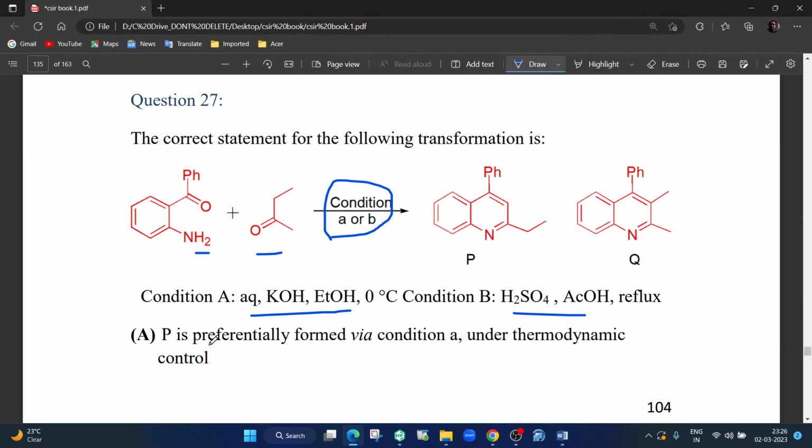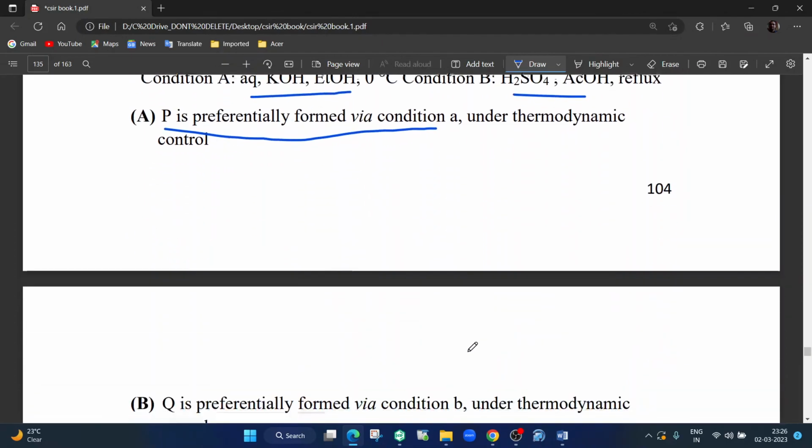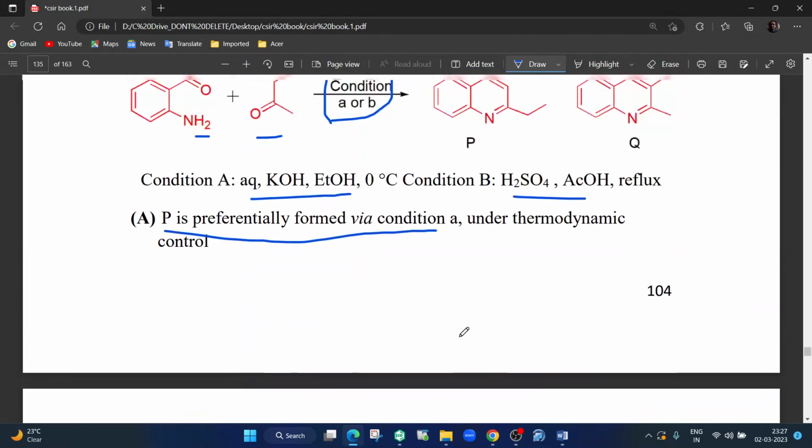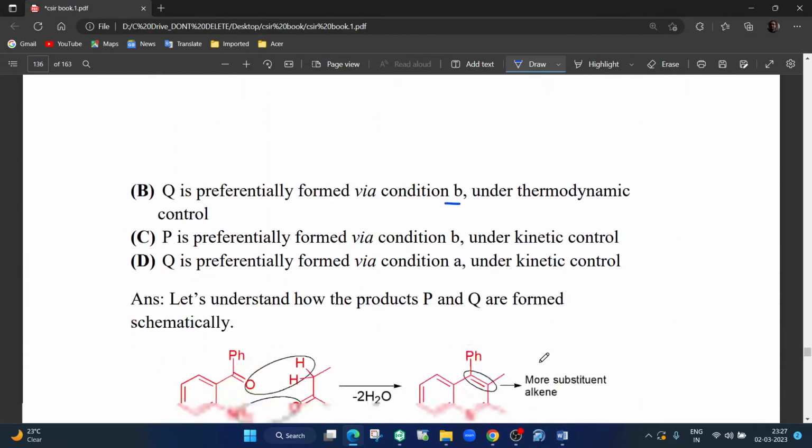So option A says P is preferentially formed via condition A. So condition A, that means in basic condition, aqueous KOH and ethanol, so ethanolic KOH, that would be under thermodynamic condition. Option B says Q is preferentially formed via condition B under thermodynamic control. So it is saying that Q is formed under acidic condition, condition B, which you know is H2SO4 and acetic acid, that would be under thermodynamic control. So which is the product?